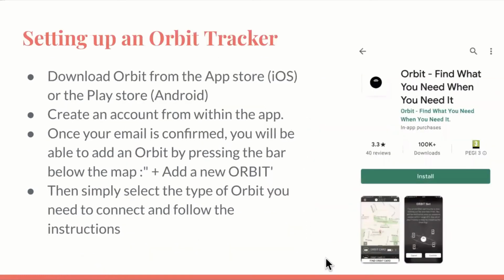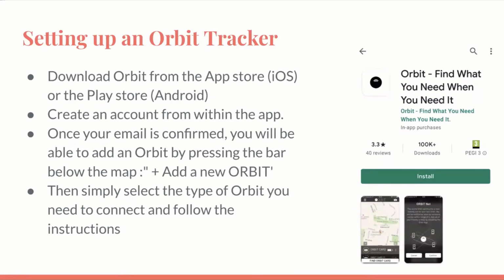How to set up an Orbit tracker. Just like the other devices, you want to download the application from the App Store if you're on an iOS device or the Google Play Store for Androids. From there, you create an account within the app.